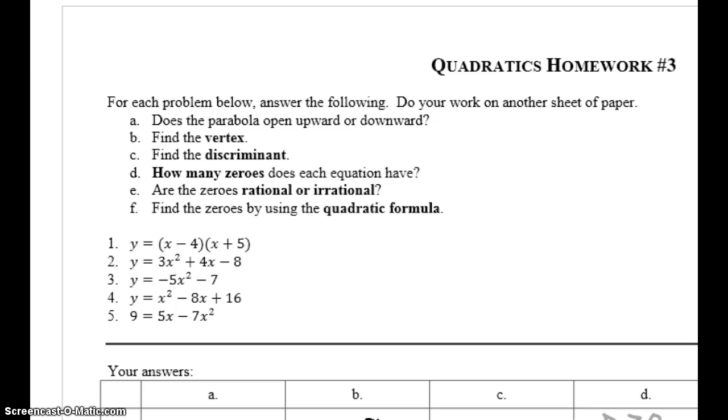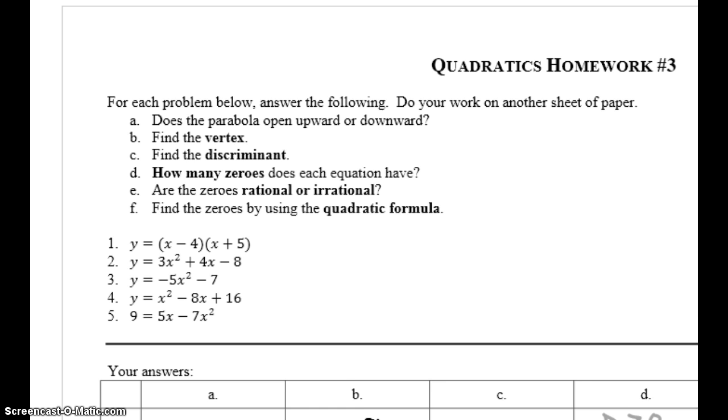Part A, does the parabola open upward or downward? Part B is to find the vertex. Part C, find the discriminant. D, from the discriminant, tell how many zeros each equation has. E, say whether the zeros are rational or irrational. And F, find the zeros by using the quadratic formula.